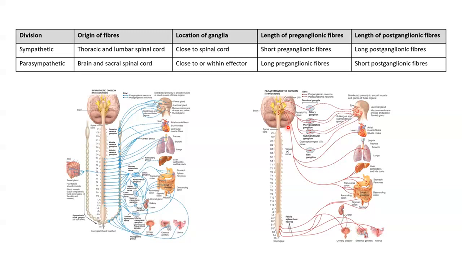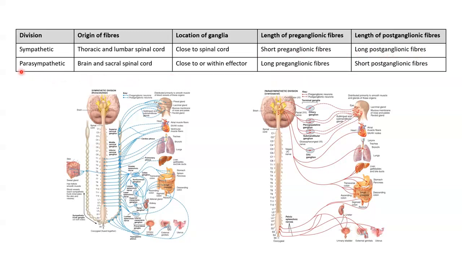But taking a look at our table, we have our sympathetic division. The cell bodies of those preganglionic neurons are located in the thoracic and lumbar spinal cord, so remember these parts here. The ganglia are found close to the spinal cord, so either in this sympathetic trunk ganglia or along here, or our prevertebral ganglia, which sits anterior to the spinal cord. Because of the location of the ganglia, we have short preganglionic fibers and long postganglionic fibers.